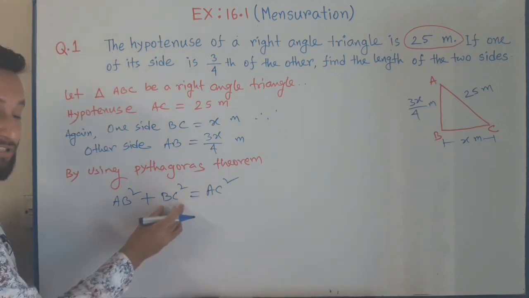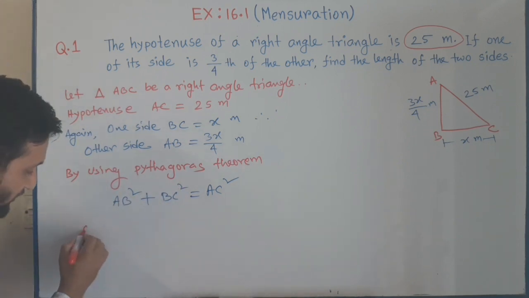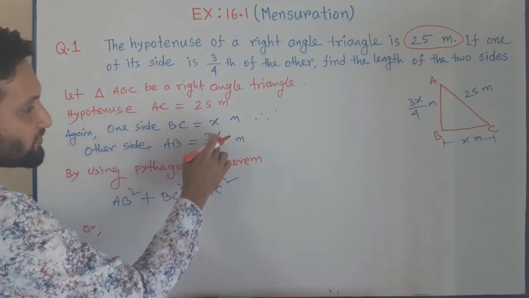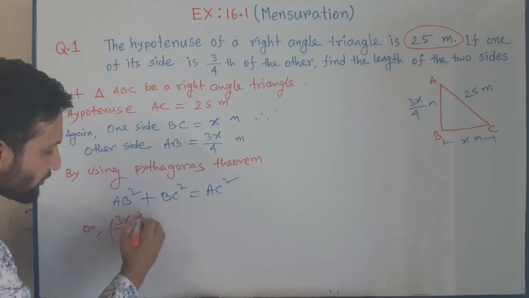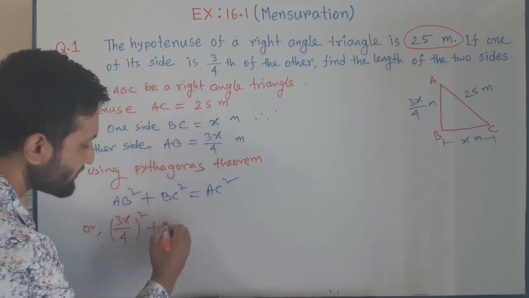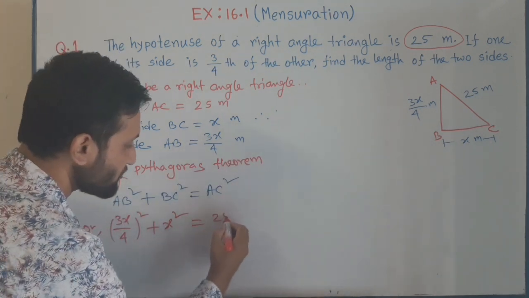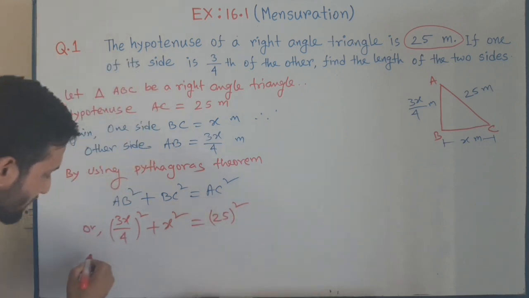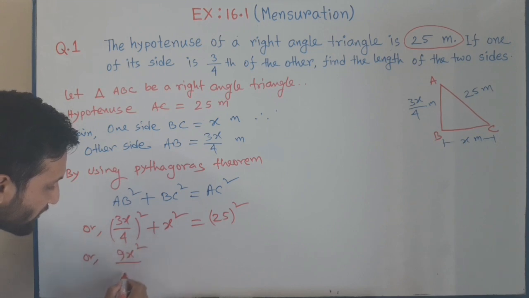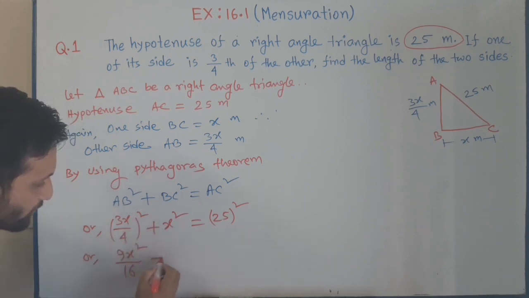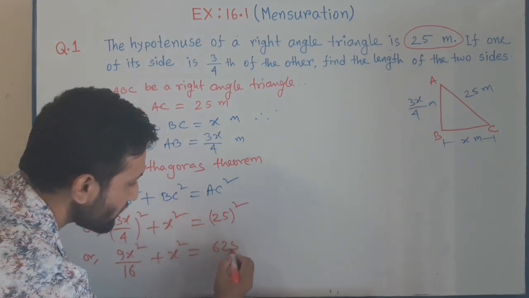Hypotenuse square is equal to the sum of the other two sides' squares. So here at first write down the value of AB square. Here AB is 3x/4, so (3x/4) square plus BC, x square, equal to AC square, that means 25 square. Now by using simple calculation, 3x square, that means 9x square divided by 4 square, that means 16, plus x square equal to 25 square, that means 625.